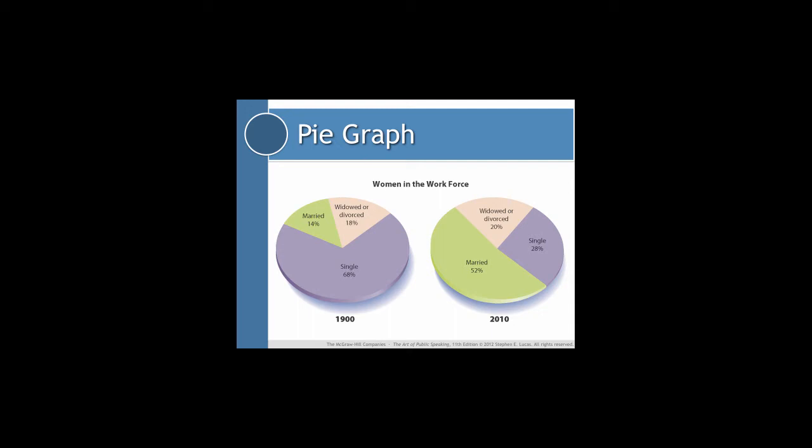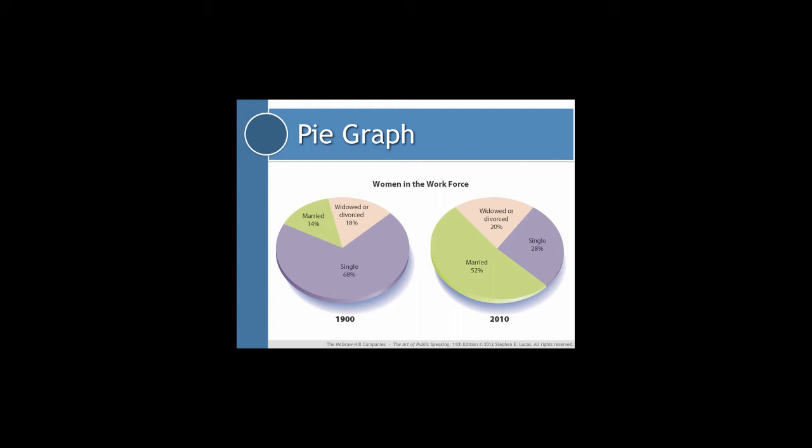Then we have what's called a pie graph, and as I said, this is how things break down from the whole into percentages. This visual aid is used to show how things have changed over more than a century. The first pie graph, the one that's labeled 1900, shows that in 1900, 68% of women in the workforce were single, and then 18% were widowed or divorced, and 14% were married. Compare that to what has happened in 2010, 52% of the women in the workforce are married, so that's like a complete turnaround as well.